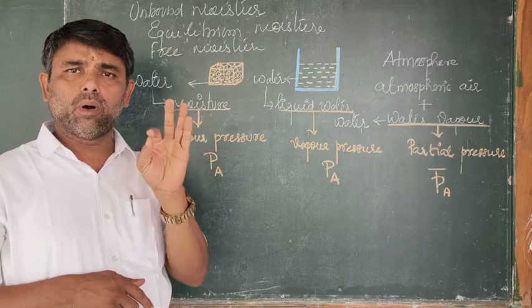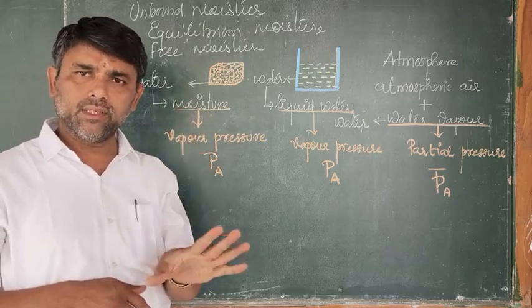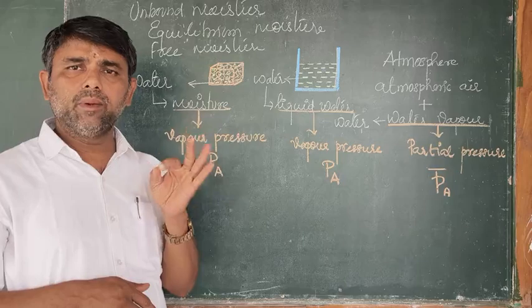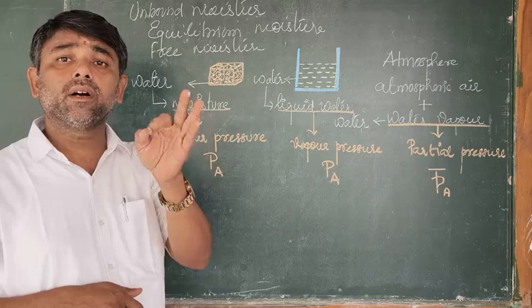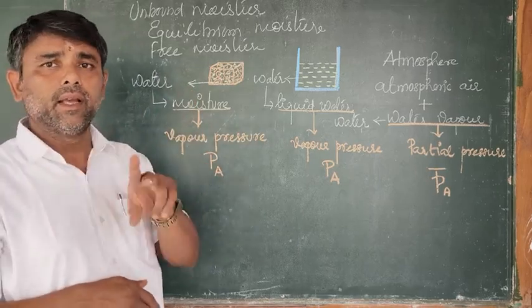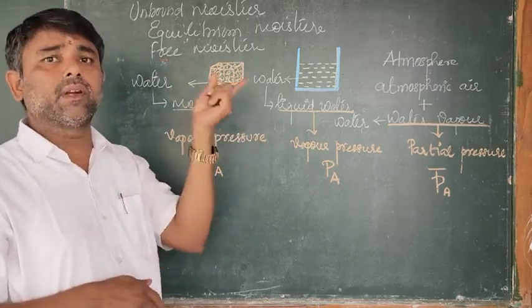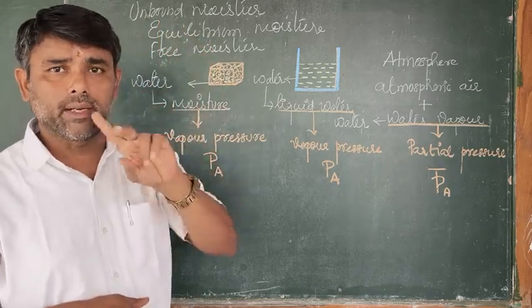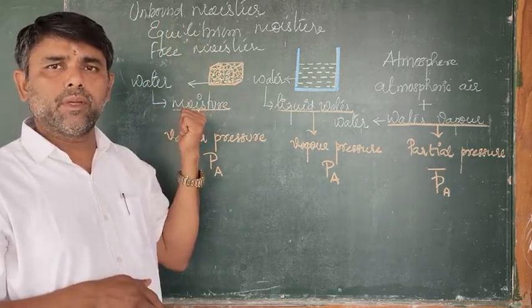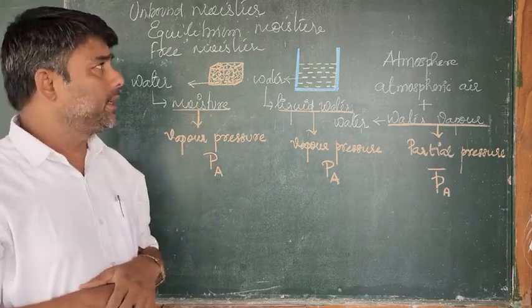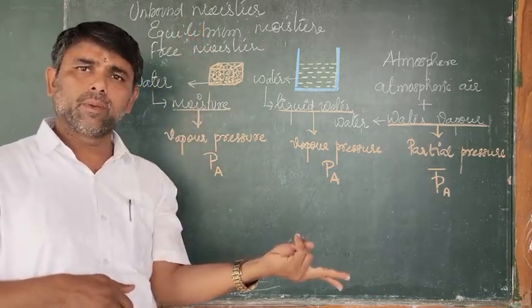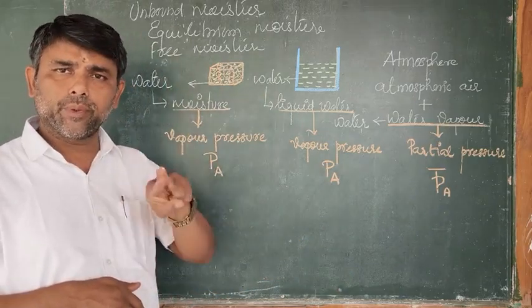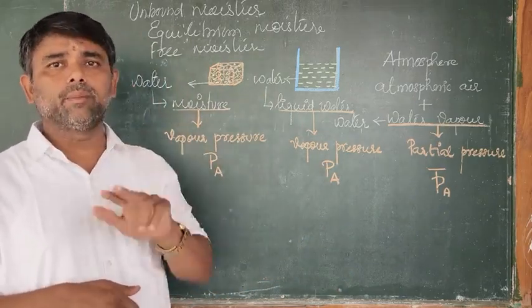Bound moisture is the moisture contained by a substance that exerts an equilibrium vapor pressure less than that of vapor pressure of pure water. I am comparing the vapor pressure of moisture as well as the vapor pressure of pure water. Clear? I am comparing two vapor pressures. One is the vapor pressure of moisture present in the substance. Another one is the vapor pressure of pure liquid at the same temperature.